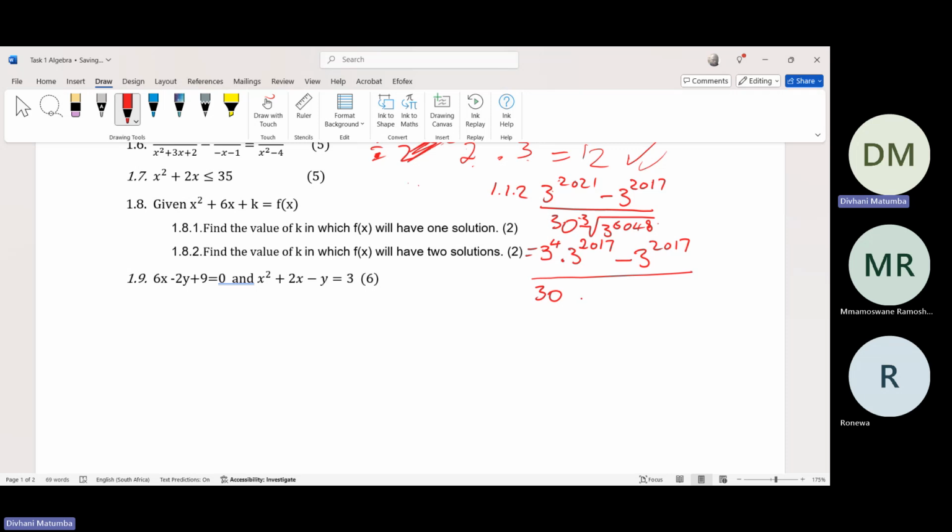Then we have, do you agree that a cube root can be treated as something to the power of 1/3? Do you agree? Yes, sir. Okay, so if we are expressing 3 to the power of 6048 in terms of 3 to the power of 2017, what is it that we're gonna get?